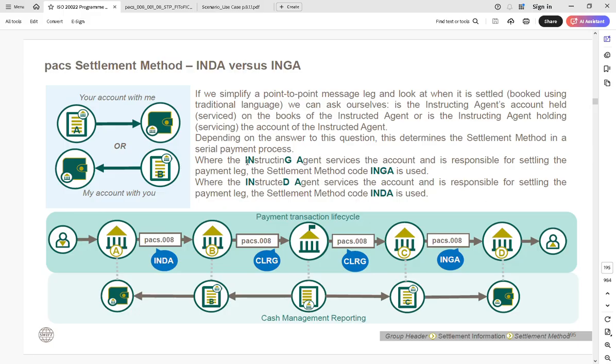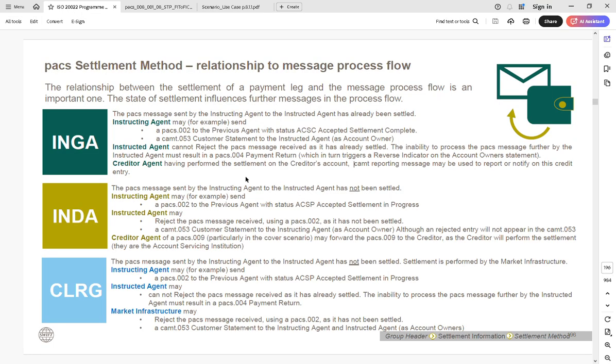Here I am saying how the naming convention happens: instructing agent means INSTG. That's why, on this page, I only introduce how it is named. INGA is the instructing agent, INDA is the instructed agent. That's it. Based on that, we have examples in the coming pages. We are going to see the examples one by one.